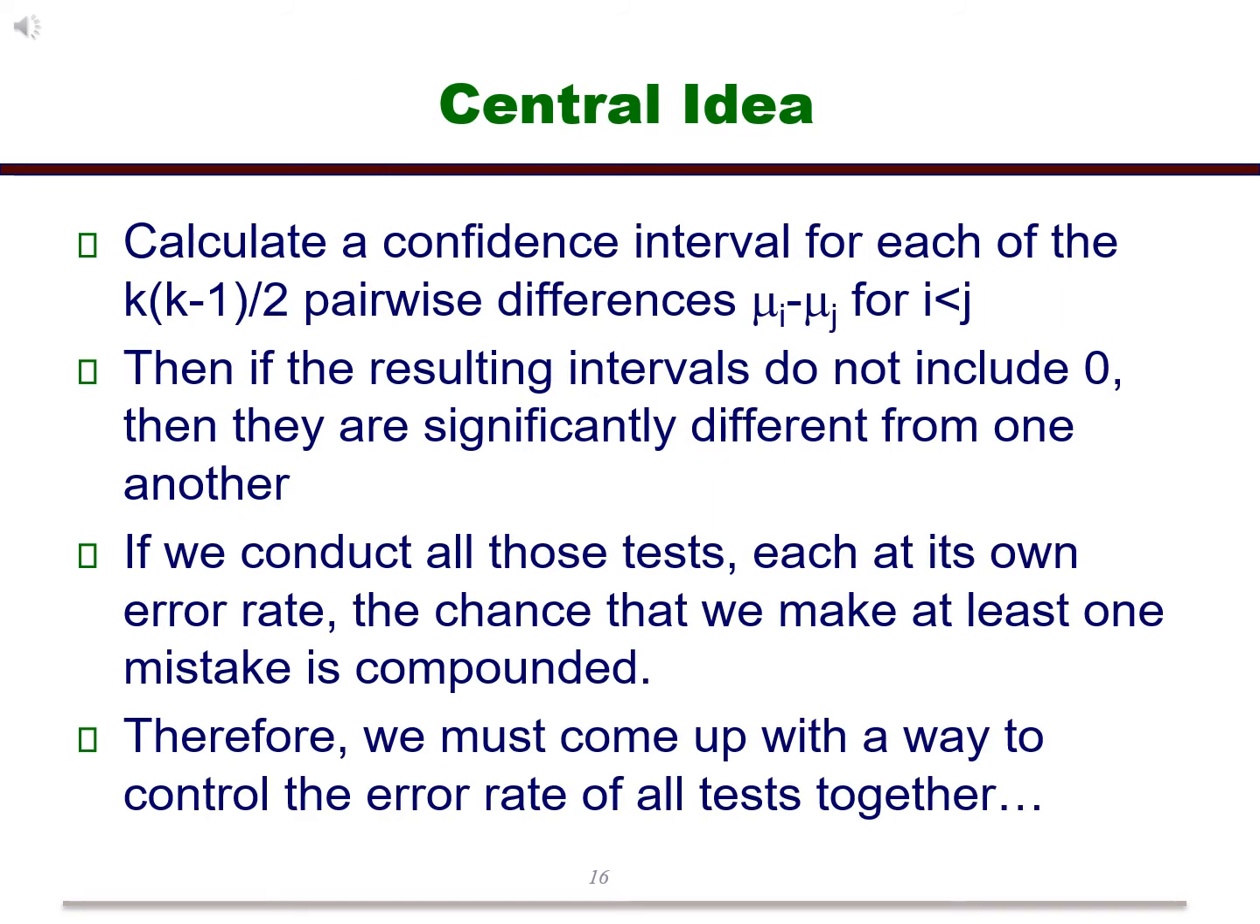We could calculate a confidence interval for each of the k times (k minus 1) divided by 2 pairwise differences. Then if the resulting intervals do not include 0, those means are significantly different from one another. But if we conduct all those tests, each at its own error rate, then the chance that we make at least one mistake is compounded. So we need to come up with a way to control the error rate of all the tests together.